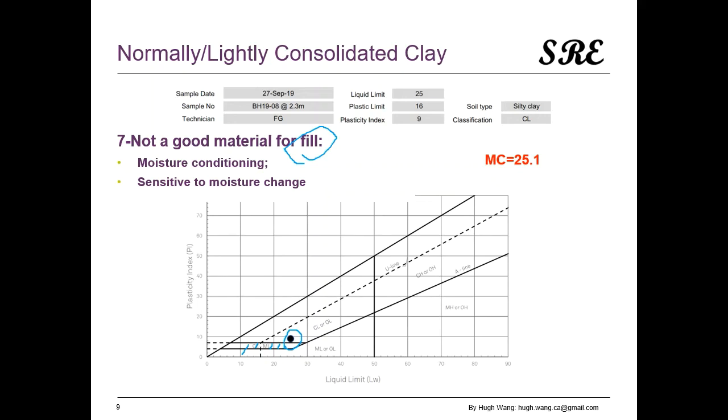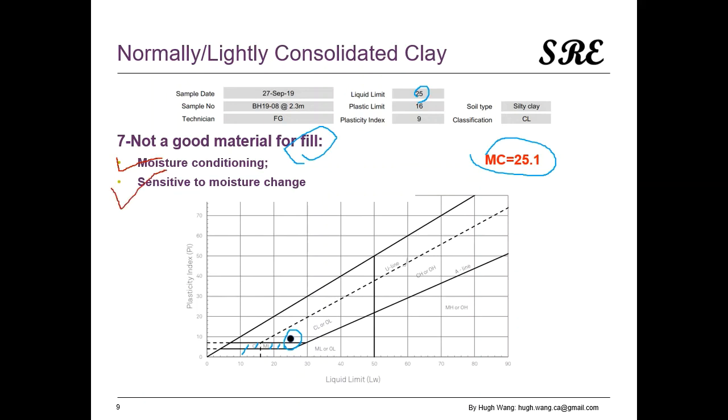For silt material, it's very hard to control compaction in the field, because silt material is very sensitive to moisture change. Another thing is that the liquid limit is 25, while the natural moisture content is 25.1, so the material is too wet for construction purposes. So moisture conditioning is required. It's a must. It has to be conditioned before we can use it. The in situ state is just too wet.